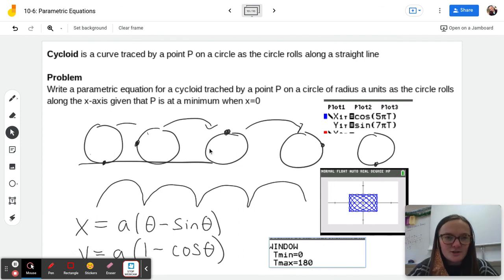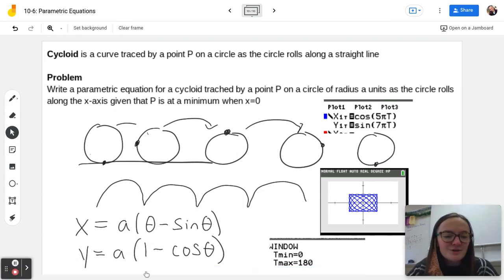Okay, that is it for parametric equations. I wanted just to show you that there are some very cool ones out there that you could potentially use for your project. If you have any questions, feel free to send me an email, send me a remind, and I'd love to help you with parametric equations. They're very, very cool.